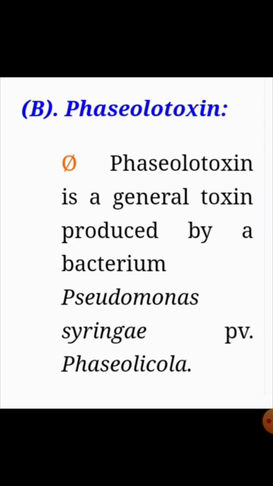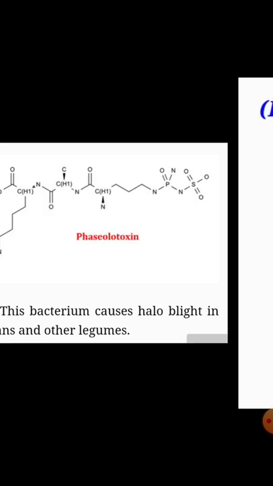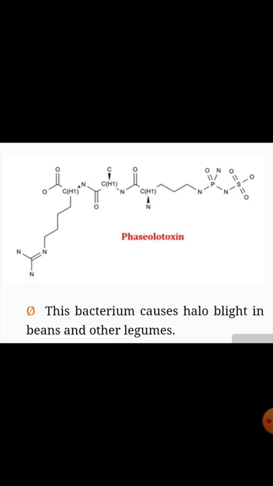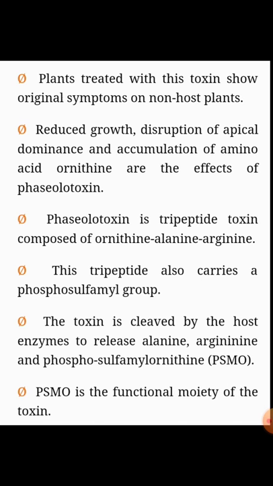Second is phaseolotoxin. Phaseolotoxin is generally a toxin produced by a bacterium. This toxin is produced by the bacterium Pseudomonas syringae pv. phaseolicola. You can see the structure of phaseolotoxin here. This bacterium causes halo blight in beans and other legumes. This toxin is mainly produced within the legume plants.